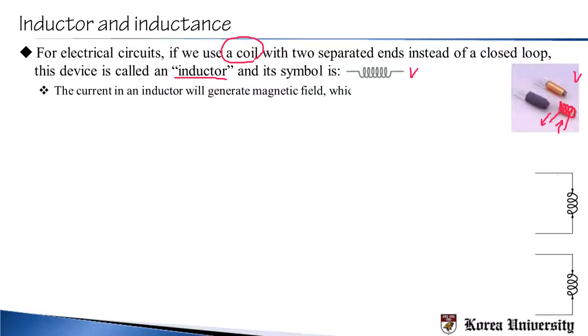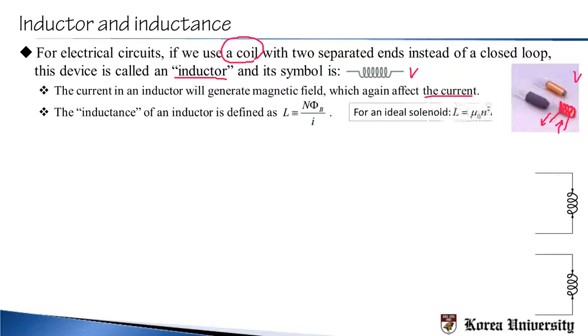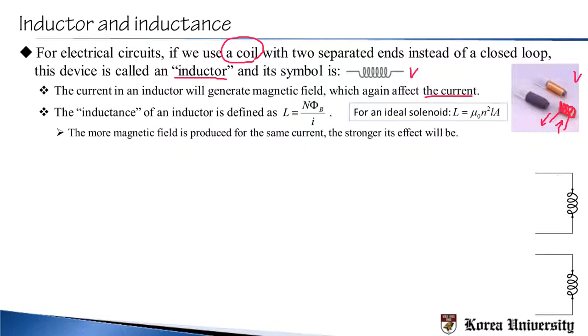What is happening in this inductor is that when the current goes in, of course it will generate a strong magnetic field inside, and if this magnetic field is changing, then it will again have an effect on the original current. That's why we are interested in it. We will study it in more detail later.